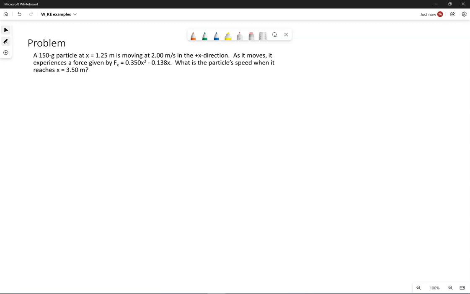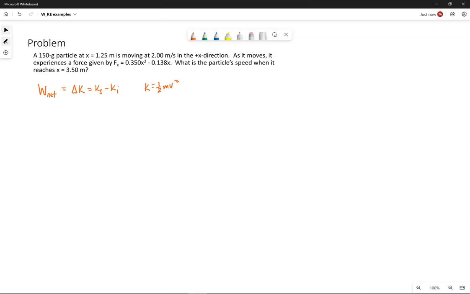Let's go through some examples of using the work-kinetic energy theorem. As a reminder, the net work done overall by forces acting on an object is going to equal the change in kinetic energy, meaning the final kinetic energy minus the initial kinetic energy. And we know kinetic energy is 1/2 mv squared, where m is the mass in kilograms and v is the speed at which the object is moving. So that's what we're going to use to solve a few problems.